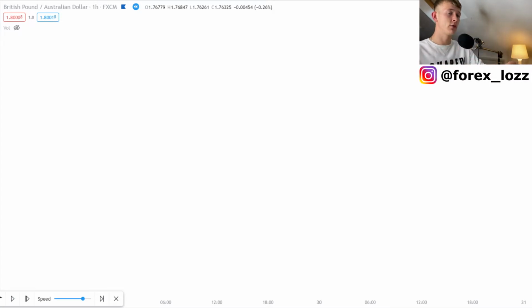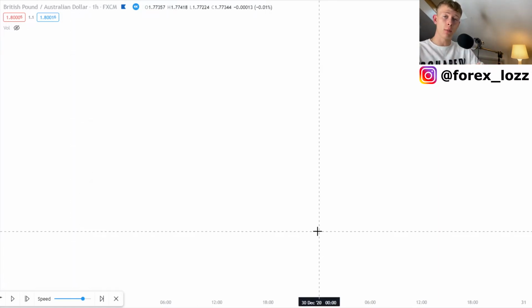Okay, so looking at this blank screen, I want to quickly draw out these two concepts that you can use to help you identify supply and demand levels, okay? And the concepts are drop, base, drop, and then we're going to be looking at drop, base, rally, okay? Comment down below if you've heard of these concepts, but these are some very powerful concepts, okay?